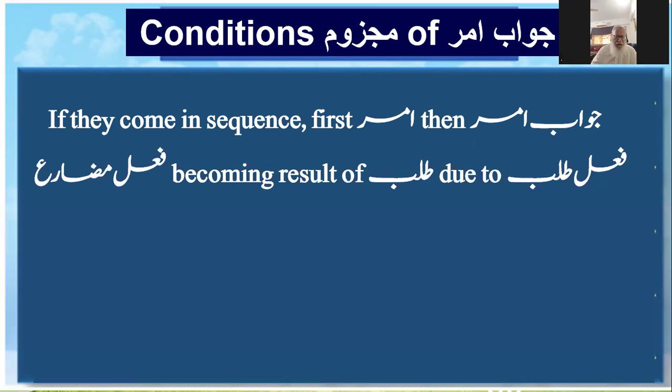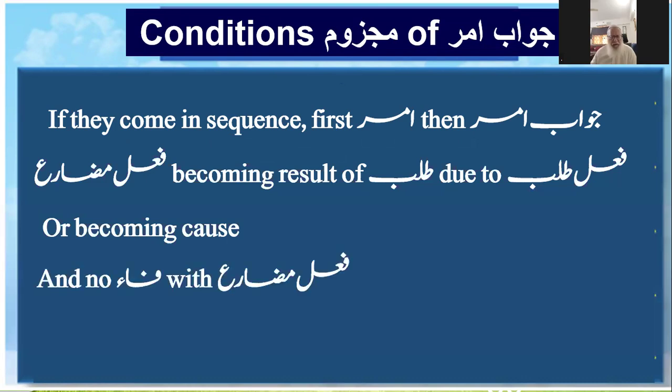Fail mudare becomes the result of the talab, or the cause of the fail talab. And there is no fa with fail mudare; in that case, there will be no fa. Previously, we saw where the fa comes: when in the jawab shart there is a jumla ismiya, a jumla amriya, a jumla istifhamiya, or a jumla nahiya, the fa comes. But when the fi'l amr, the jawab amr, is coming, demanding something, then fa does not come there.